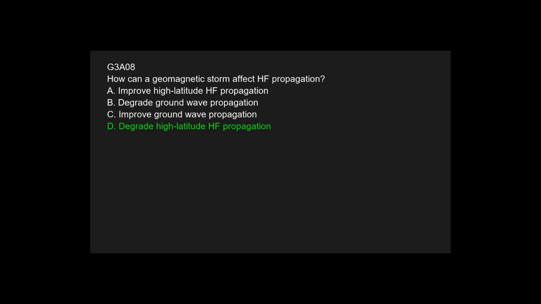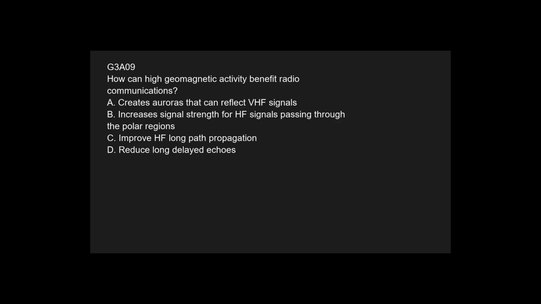Question: how can a geomagnetic storm affect HF propagation? The correct answer is D. Degrade high-latitude HF propagation. Question: how can high geomagnetic activity benefit radio communications? The correct answer is A. Creates auroras that can reflect VHF signals.